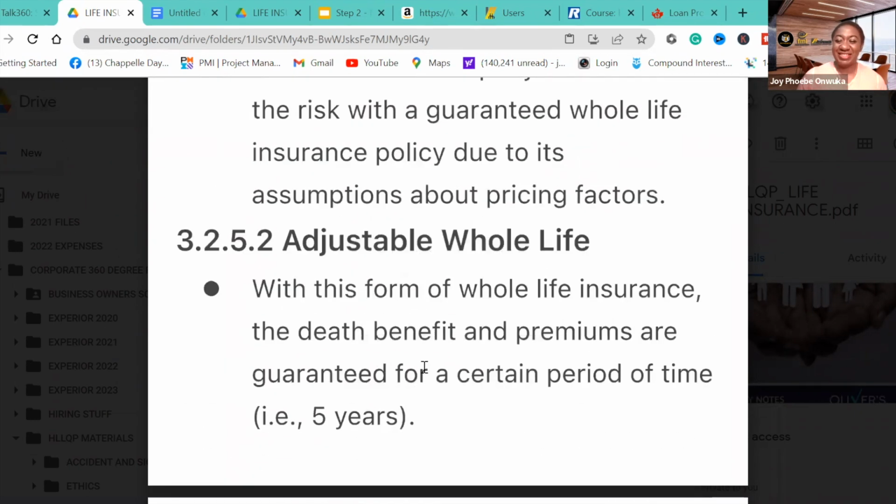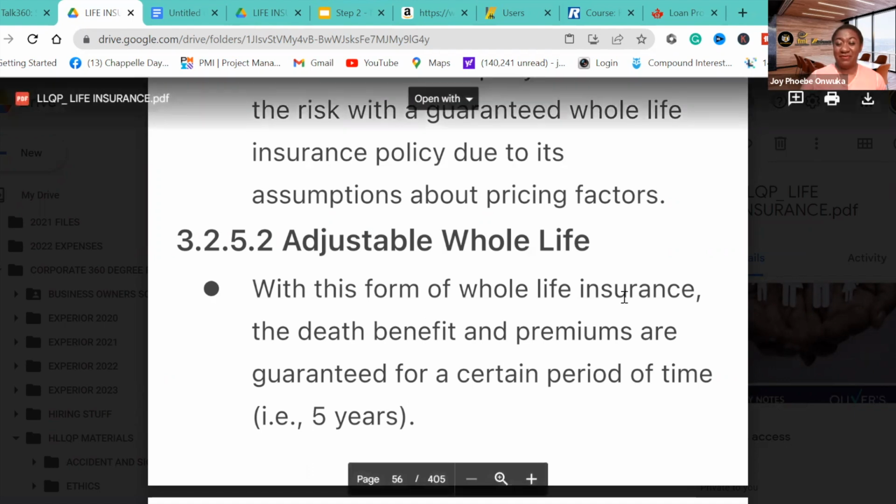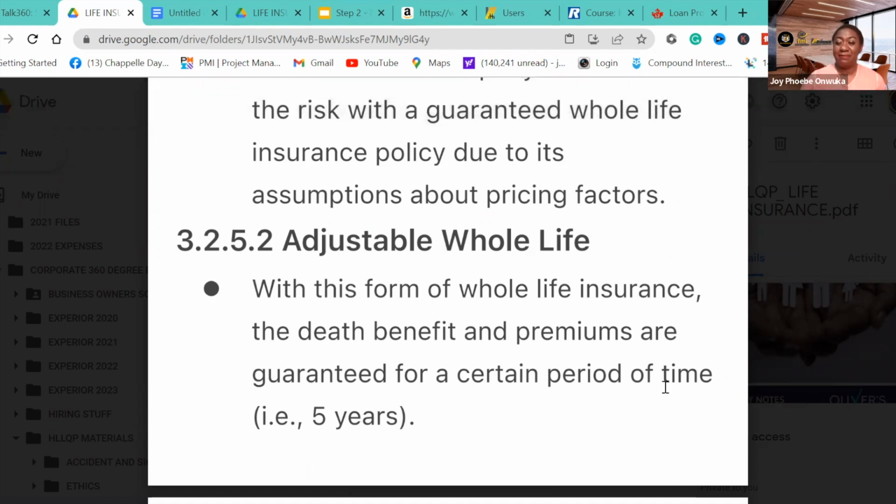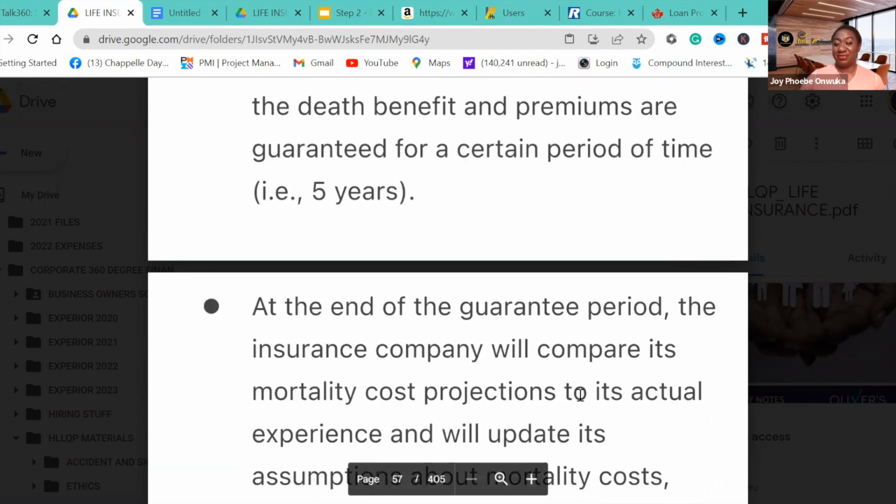Now let's move on to adjustable whole life. Remember, this is as it relates to death benefits. Okay, got it? If you didn't get it, don't forget about it. Make sure you get it. Rewind, replay, relearn. Okay? Now, moving on. Adjustable whole life. With this form of whole life insurance, the death benefit and premiums are guaranteed for a certain period of time, for example, 5 years.